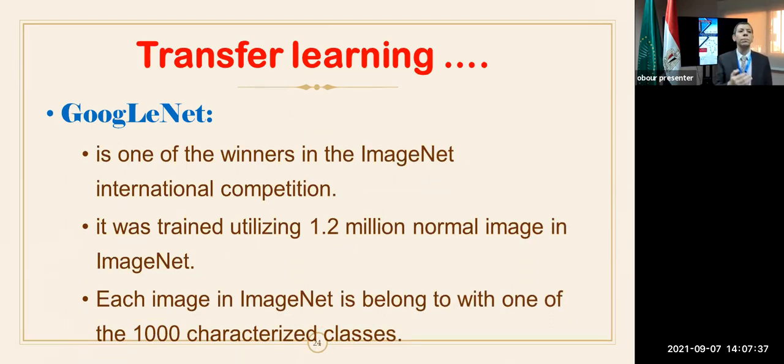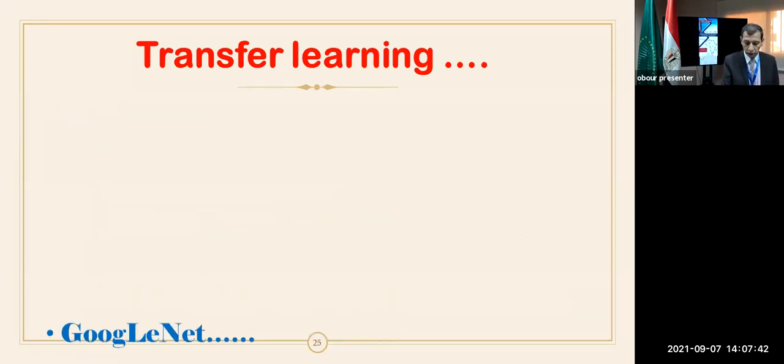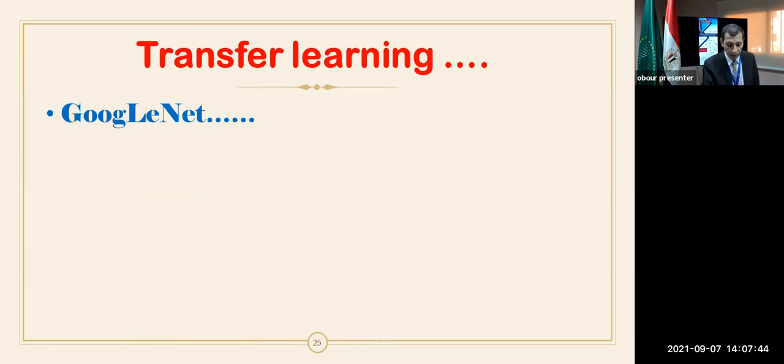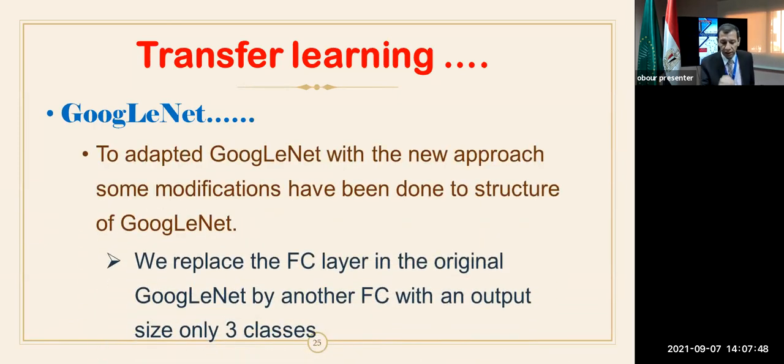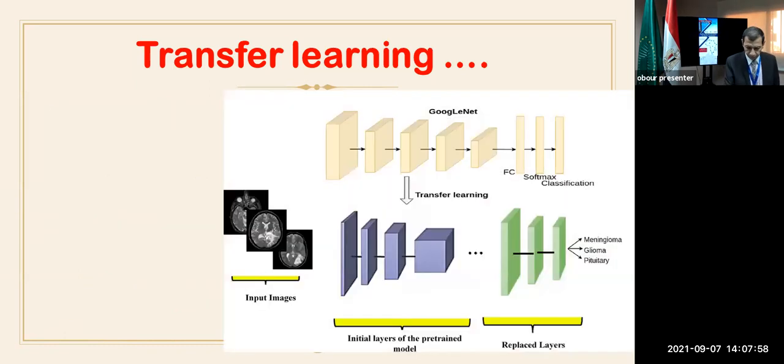So we need some modification in this approach to be convenient for our approach. This editing is done in the fully connected layer, editing the output layer from 1,000 to 3 classes. And this is the general figure of this process.